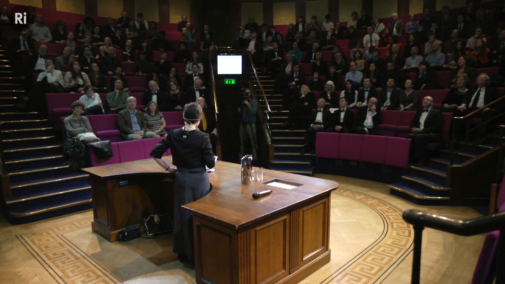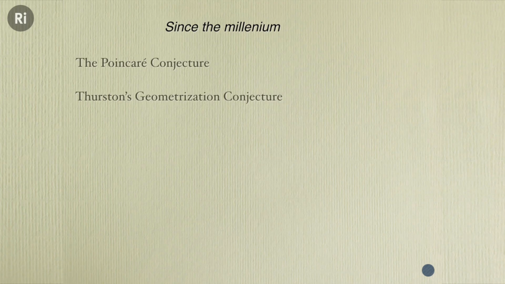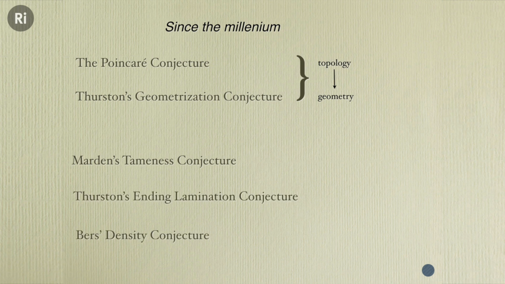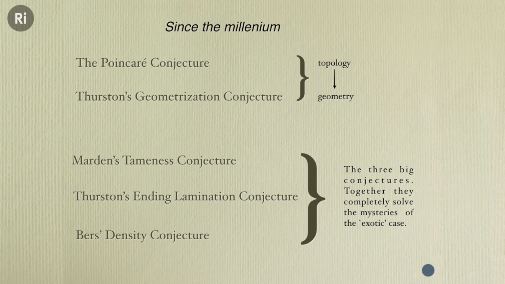So what has happened since the year 2000? Well, these two conjectures, the Poincare conjecture, which I haven't yet told you what it is, and this Geometrization Conjecture, which is much bigger and includes the Poincare conjecture. Then there are three other very important things, whose names won't mean anything, which Thurston and some of his school put together, that between them, if you understood this, you would have understood this mysterious exotic case. And people really didn't know how to do this stuff.